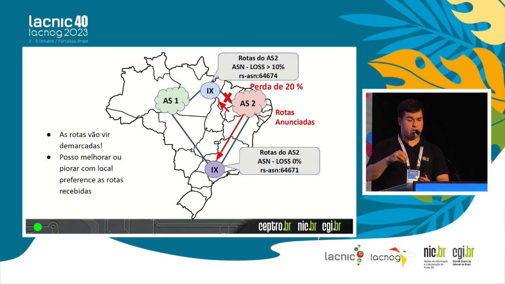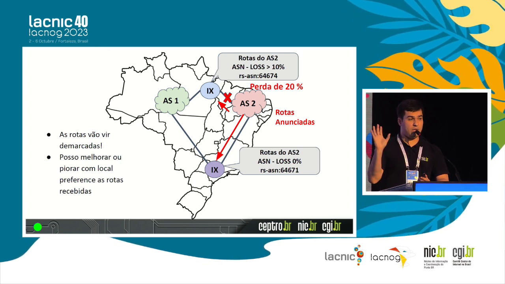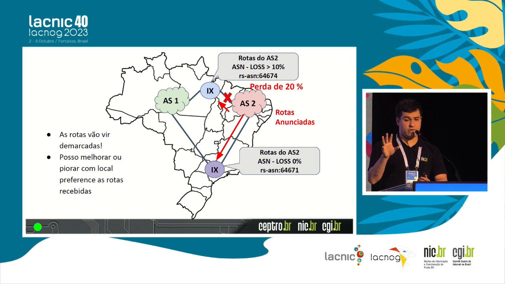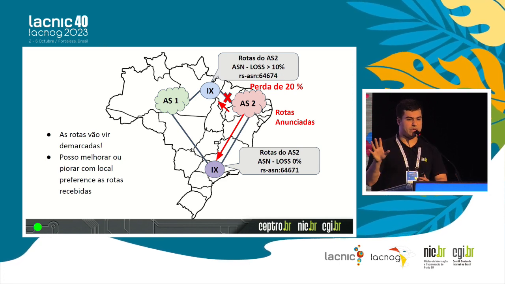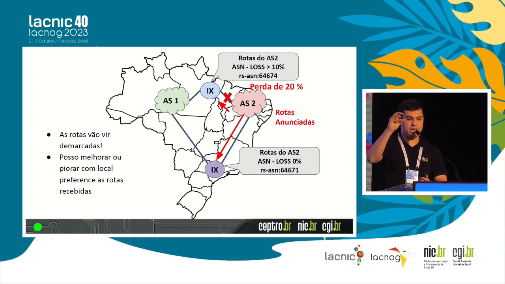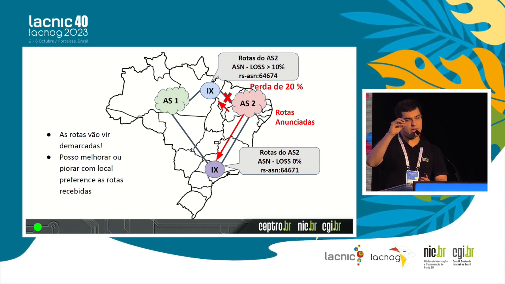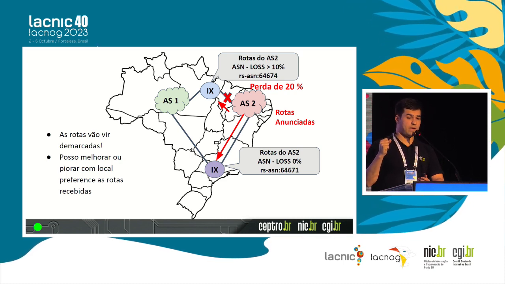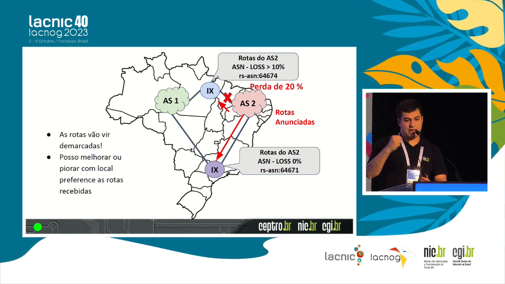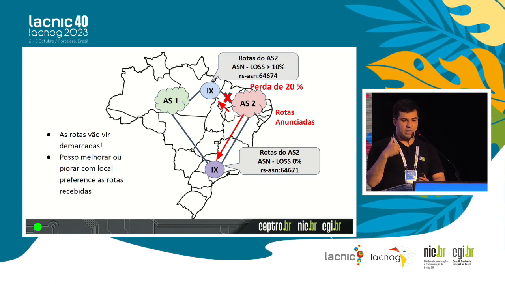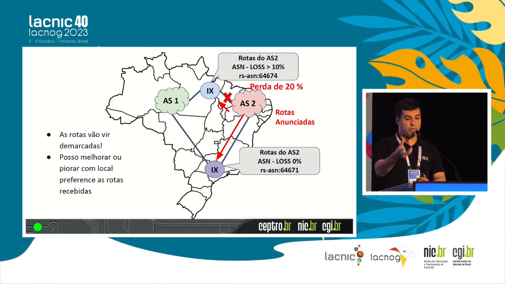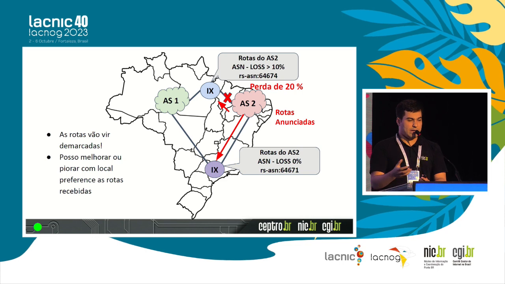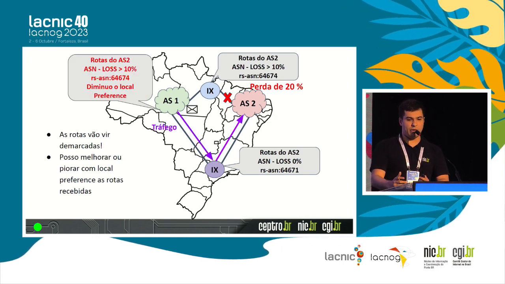So AS2 is sending routes to the IX in the north and the south. The one in the south doesn't have any packet loss, so the route server will mark in the community that that path is okay. Now, the one at the north sees that there's a 20% loss, so that will be announced as a bad route. So I can receive this route and obtain this information. So with that information, I can take measures.